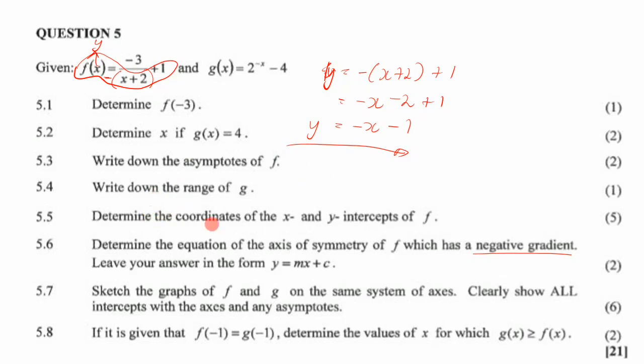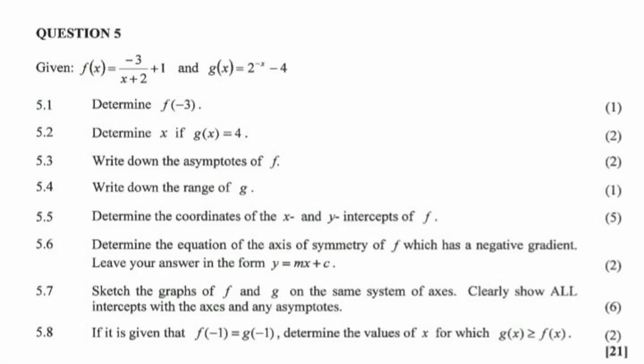So now they said leave your answer in the form of y is equal to mx plus c. We can see it is in that form where the gradient is -1 and the constant or the y-intercept is -1. Okay, so let's look at 5.7. It says sketch the graphs of f and g on the same system of axes. Clearly show all the intercepts with the axes and any asymptotes. So remember, for the graph of f, we already have all that. The equations of the asymptotes were x is equal to -2 and also y is equal to 1.